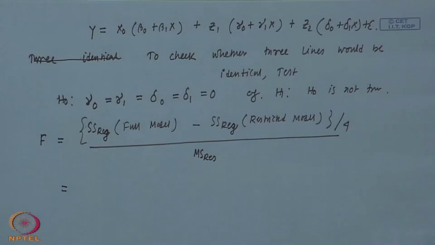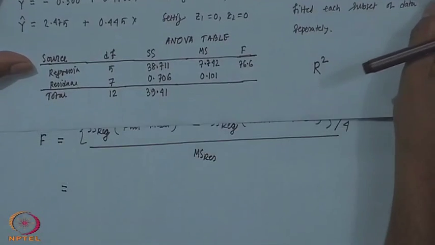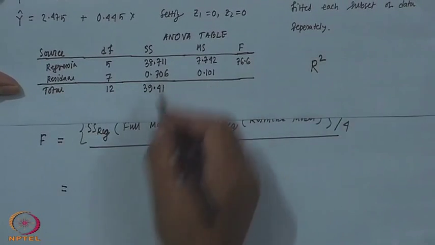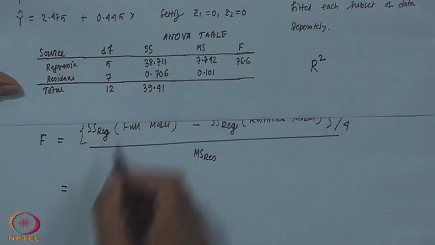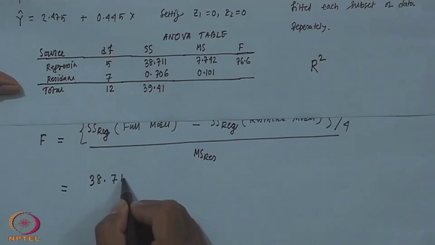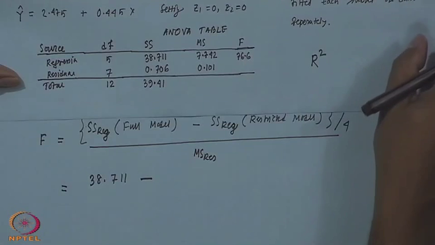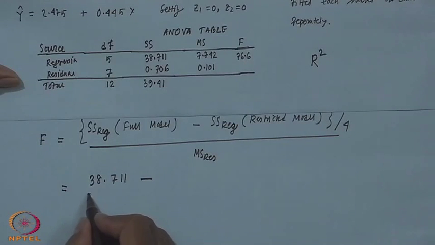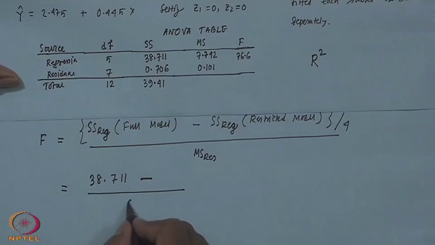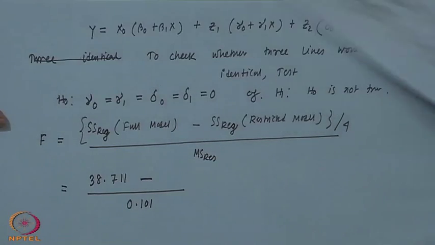So, now if you recall this ANOVA table here, the SS regression for the full model is 38.711, and of course, you have to compute the SS regression for the restricted model, and the MS residual is 0.101. And you can check that for the restricted model.